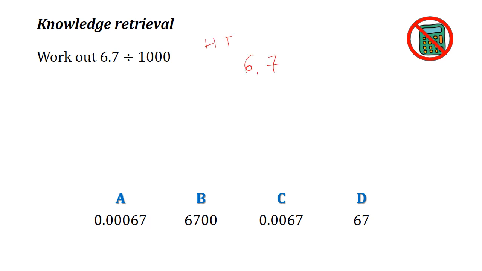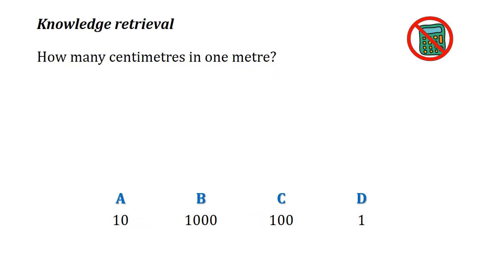.7, dividing, so the digits are going to move to the right. The number's going to get smaller. Dividing by 1000, so we're going to move everything 3 columns. So 1, 2, 3. The 6 goes there. 7, 1, 2, 3. And then these gaps here need to be filled with zeros. Therefore, C was the correct answer.